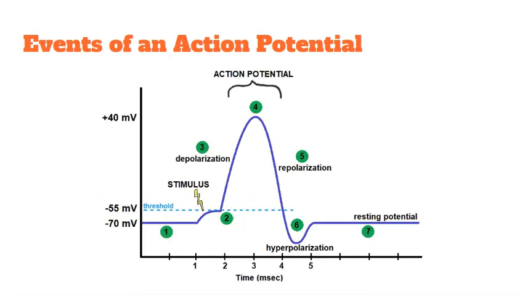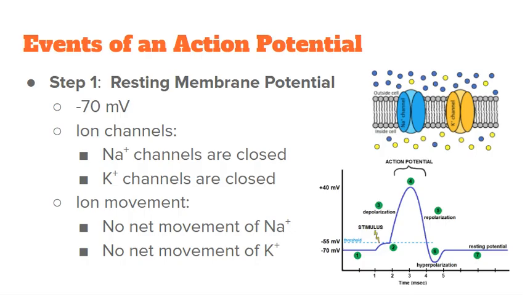So we are going to walk through all these steps in this diagram and kind of talk about what's happening with the different sodium channels, potassium channels, what's happening to the voltage of the cell at each point. So you'll see this on quizzes and tests in here. So make sure you know what is happening at each of these 7 parts. But actually, number 1 and number 7 are the same. So yeah, let's start with number 1.